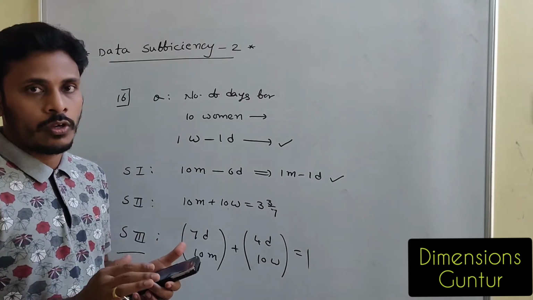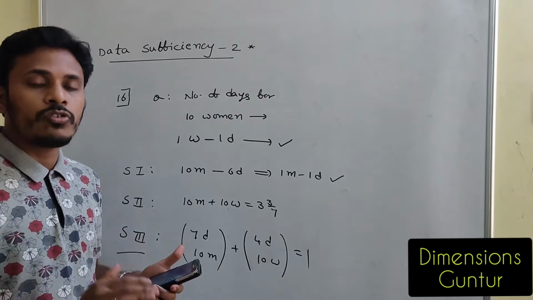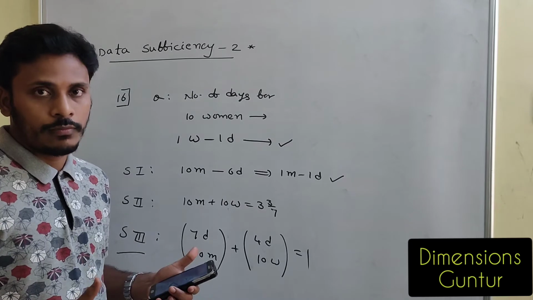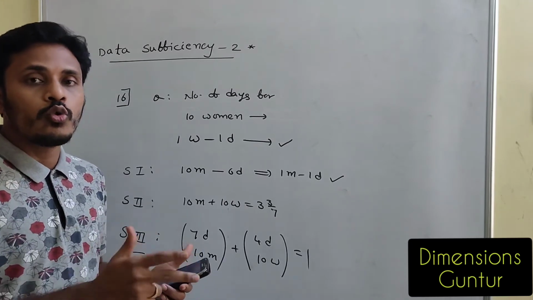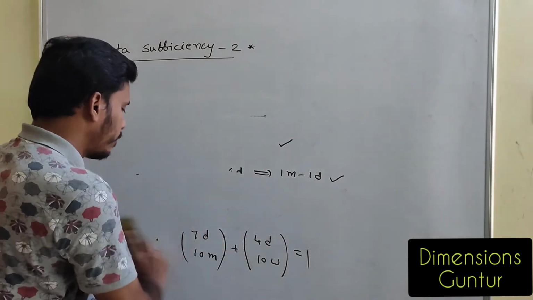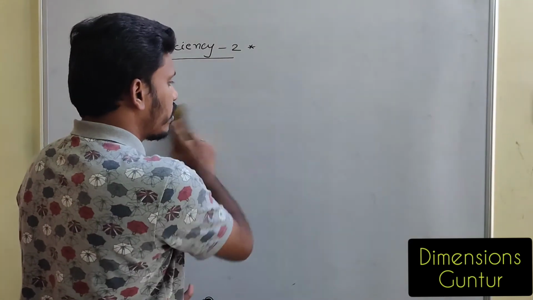Just you need to analyze. No need to calculate the values, just analyze which of the given statements are sufficient to answer. Since there are 2 unknowns, 2 out of the 3 are sufficient to answer, right? Then the next one is 17.